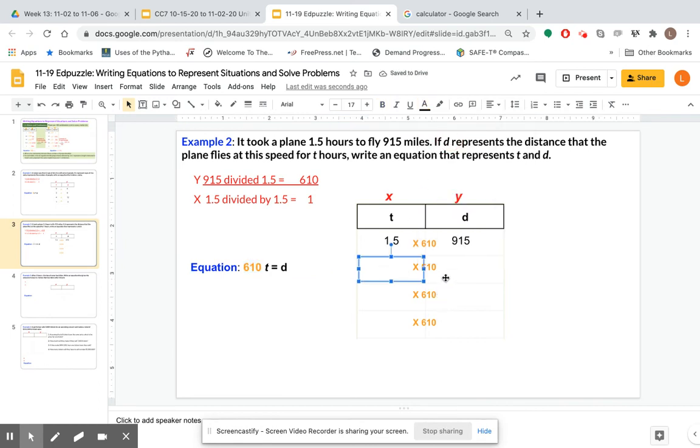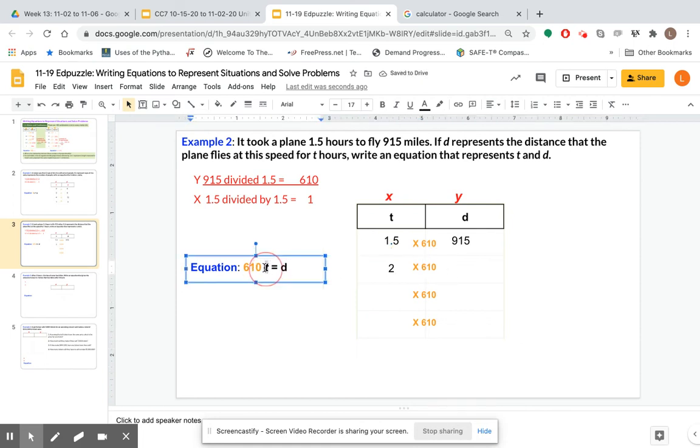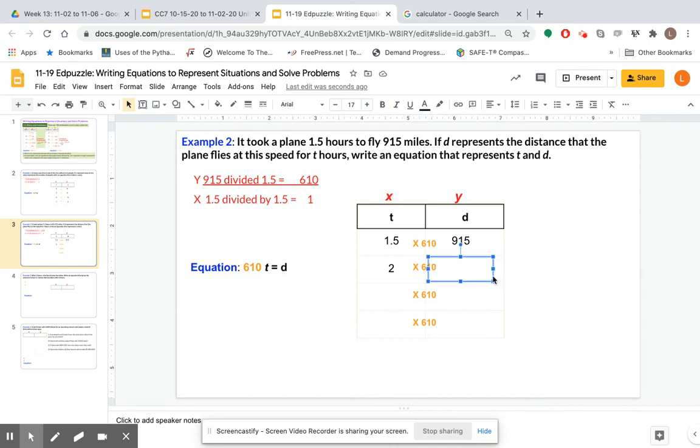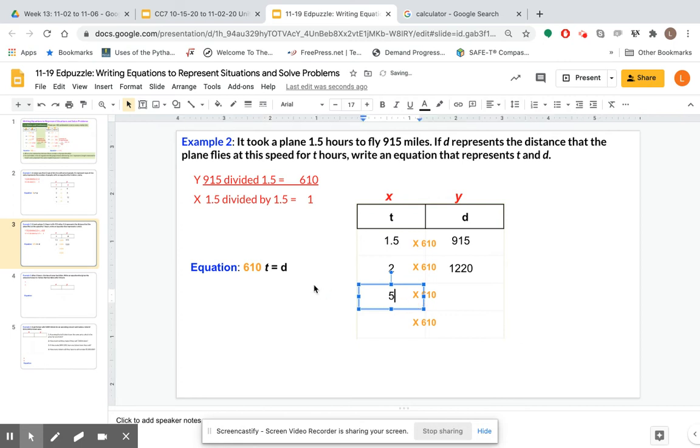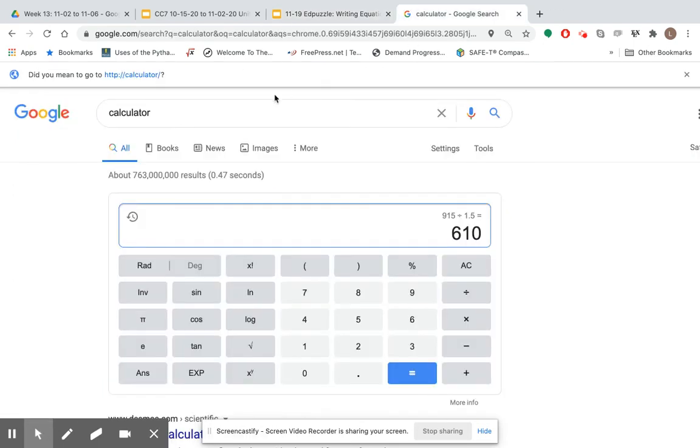Let's say I was traveling for 2 hours. Then 2 times 610 would equal 1,220 miles, okay? If I was traveling for 5 hours, then that would be 5 times 610. What would that give me? I don't want to do that in my head. I don't want to get that wrong. So let's just multiply it the safe way.